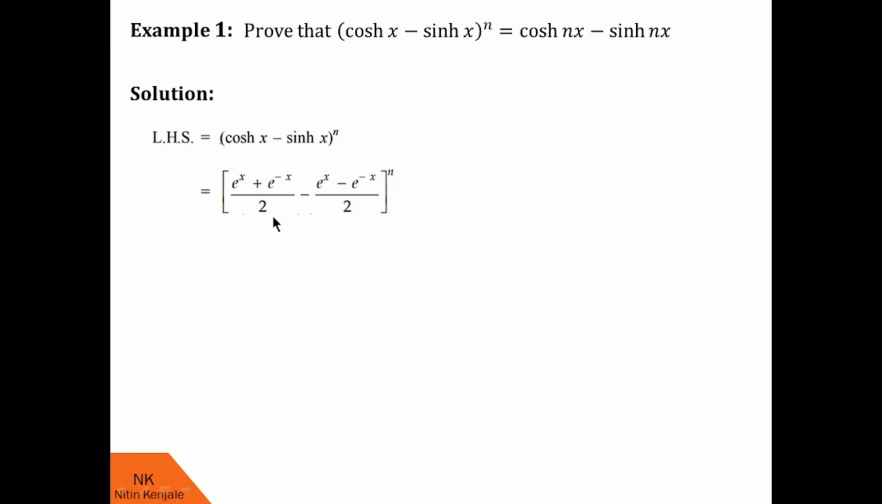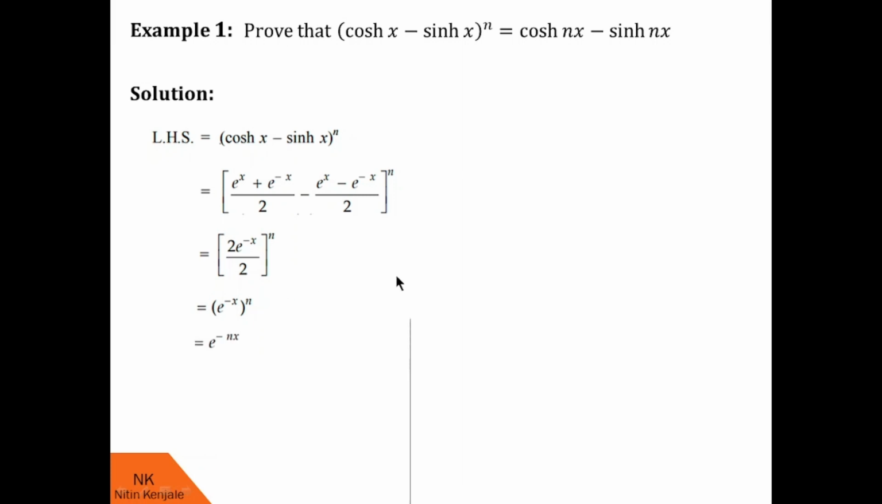Now let us simplify this bracket first. So we have e raised to x plus e raised to minus x minus e raised to x minus into minus plus e raised to minus x. So this e raised to x and minus e raised to x will get cancelled. We will be left with 2 times e raised to minus x in the numerator and 2 in the denominator, whole raised to n outside as it is. This 2 and this 2 will get cancelled. So we have (e raised to minus x) whole raised to n, which is nothing but e raised to minus xn.